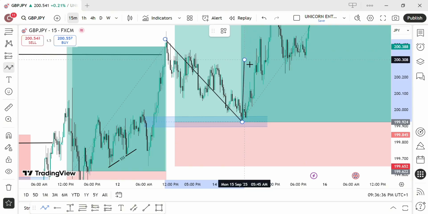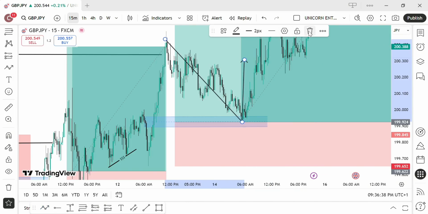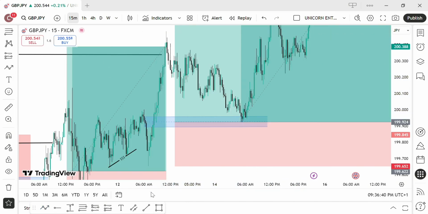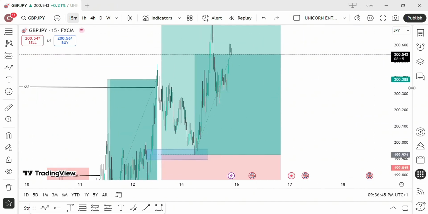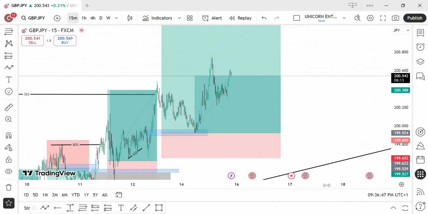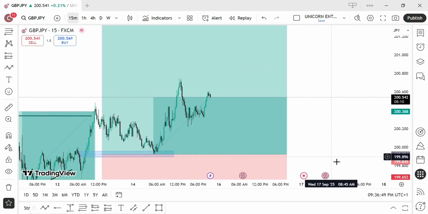Why did I buy? Because the market directional bias is an uptrend. That is why I'm buying, and I'm going to keep buying. This is GBP JPY. I'm going to keep buying this pair until I see a major shift in structure, maybe from the higher time frame, maybe the daily time frame. Then I trace it to the 4 hour, 1 hour, then 15 minutes, and I look for entry. That is how to look for your market directional bias. It's as simple as that.